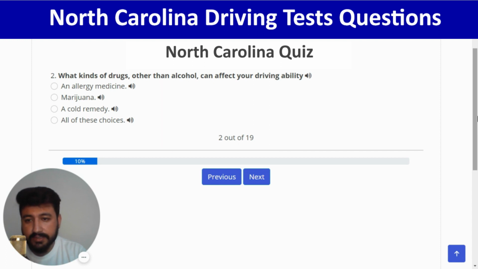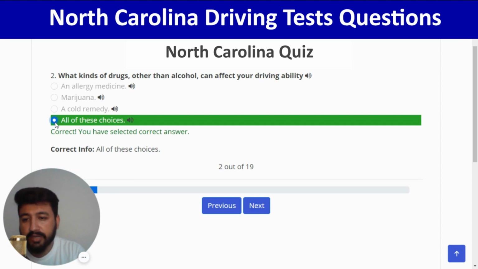The second question is, what kinds of drugs other than alcohol can affect your driving ability? The right answer to the second question is all of these choices. So I'm going to click on the last option. This should be the right one. And we will move to the next question.